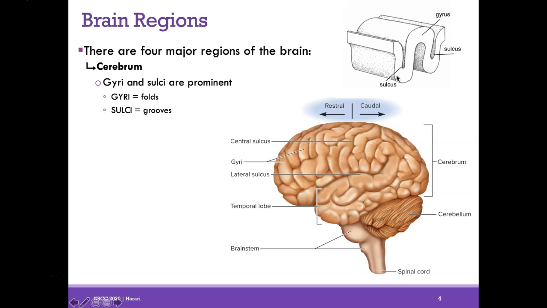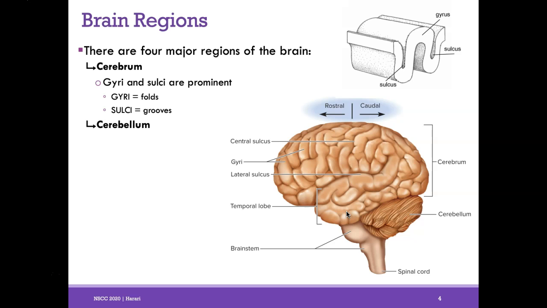You'll hear gyri and gyri as 2 possible plurals for gyrus, and you'll hear sulci or sulci for the plural of sulcus. But it's always a sulcus and it's always a gyrus. That's the most prominent feature of the brain, the first thing you see, the cerebrum. It's 80% of the brain. We'll see other features of the cerebrum in just a bit.